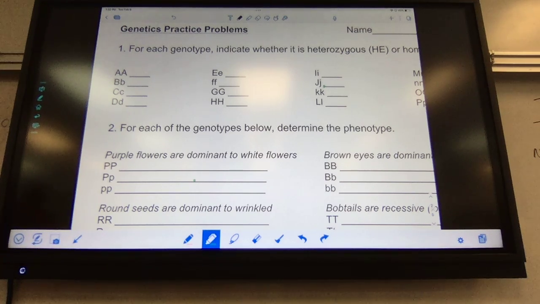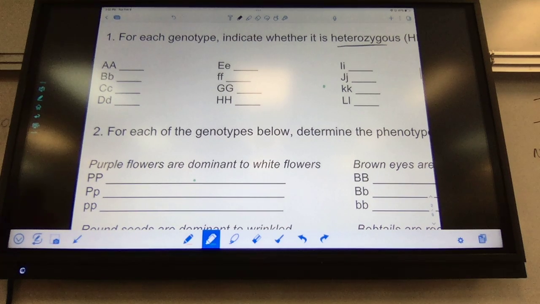For each genotype, indicate whether it is heterozygous or homozygous. Punnett square practice. So you're going to write HO if they're the same. You don't have to say whether it's homozygous dominant or homozygous recessive, just whether it's homozygous. If it is an uppercase and lowercase, that is HE for heterozygous.